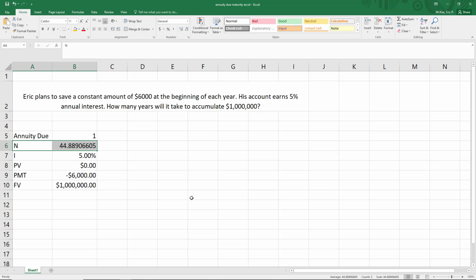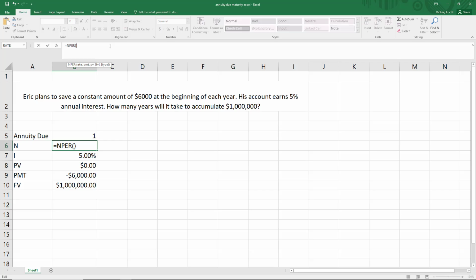Now, if we want to use better Excel practices, be a little fancier, and most importantly, be able to reuse this for future annuity questions, since there's probably going to be more than one that we are needing to solve, instead of directly entering all the values, I can use cell references and put the correct values in the cells that I am referencing inside this function.